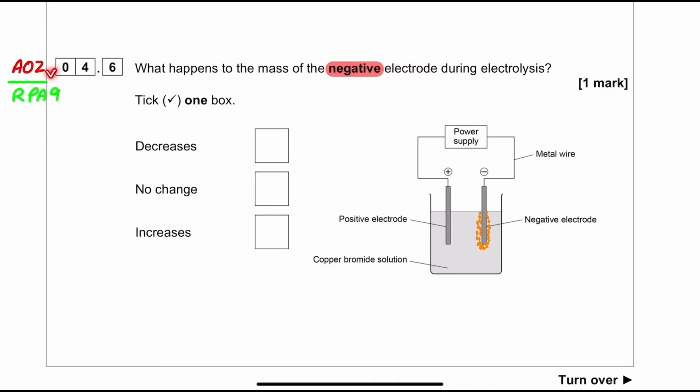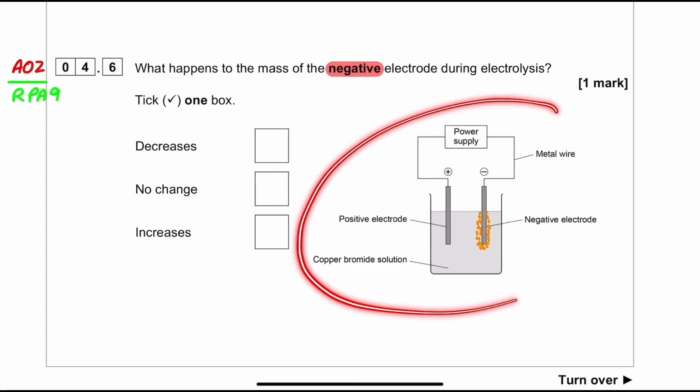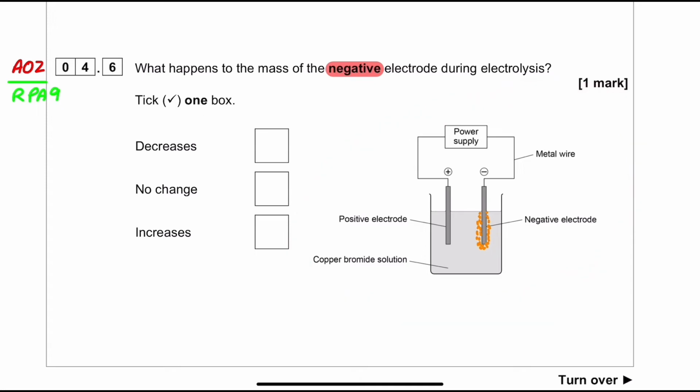4.6 is an AO2 question, and this question is again from the required practical activity number 9. What happens to the mass of the negative electrode during the electrolysis process? Tick one box. It is either decreasing, no change, or increasing. If you use figure number 11 again, we can see that when the copper ions are coming, they will lose the electrons. As a result, they will become copper atoms, which we already discussed in 4.5.